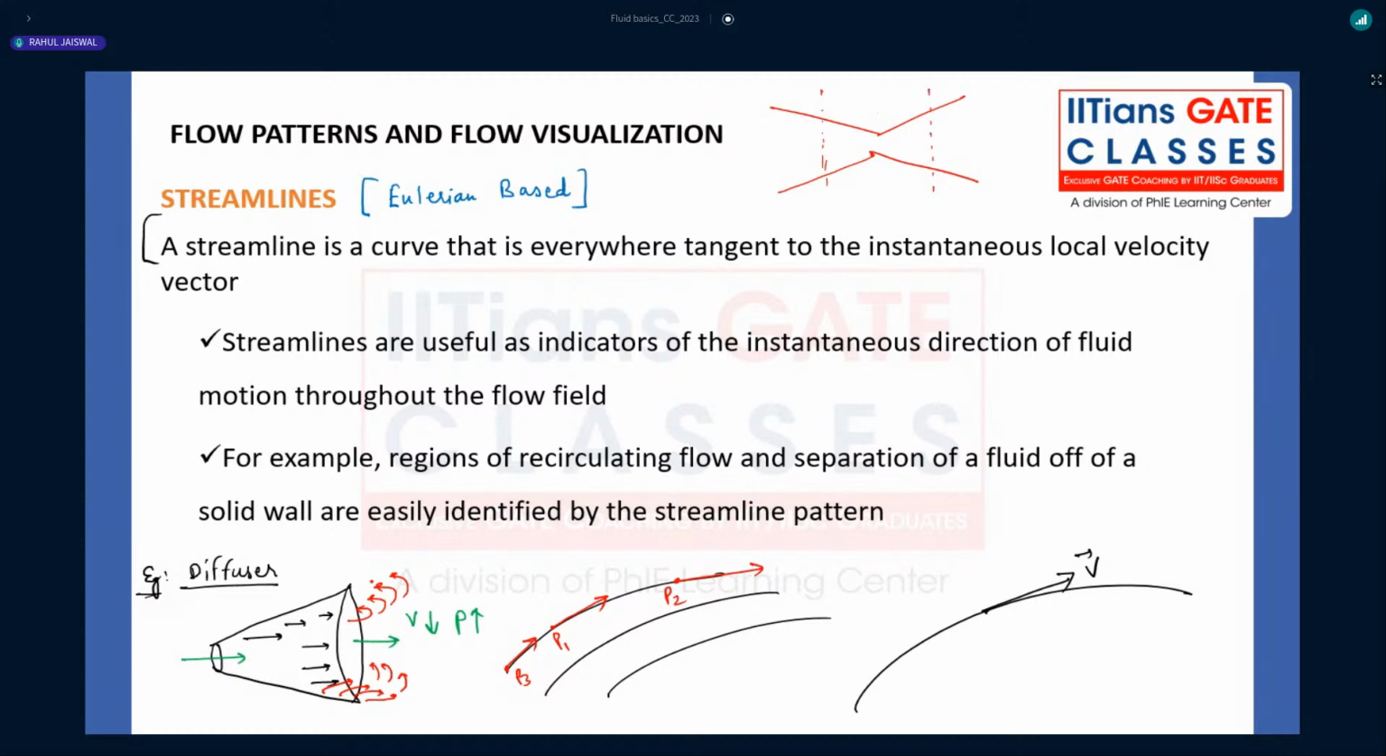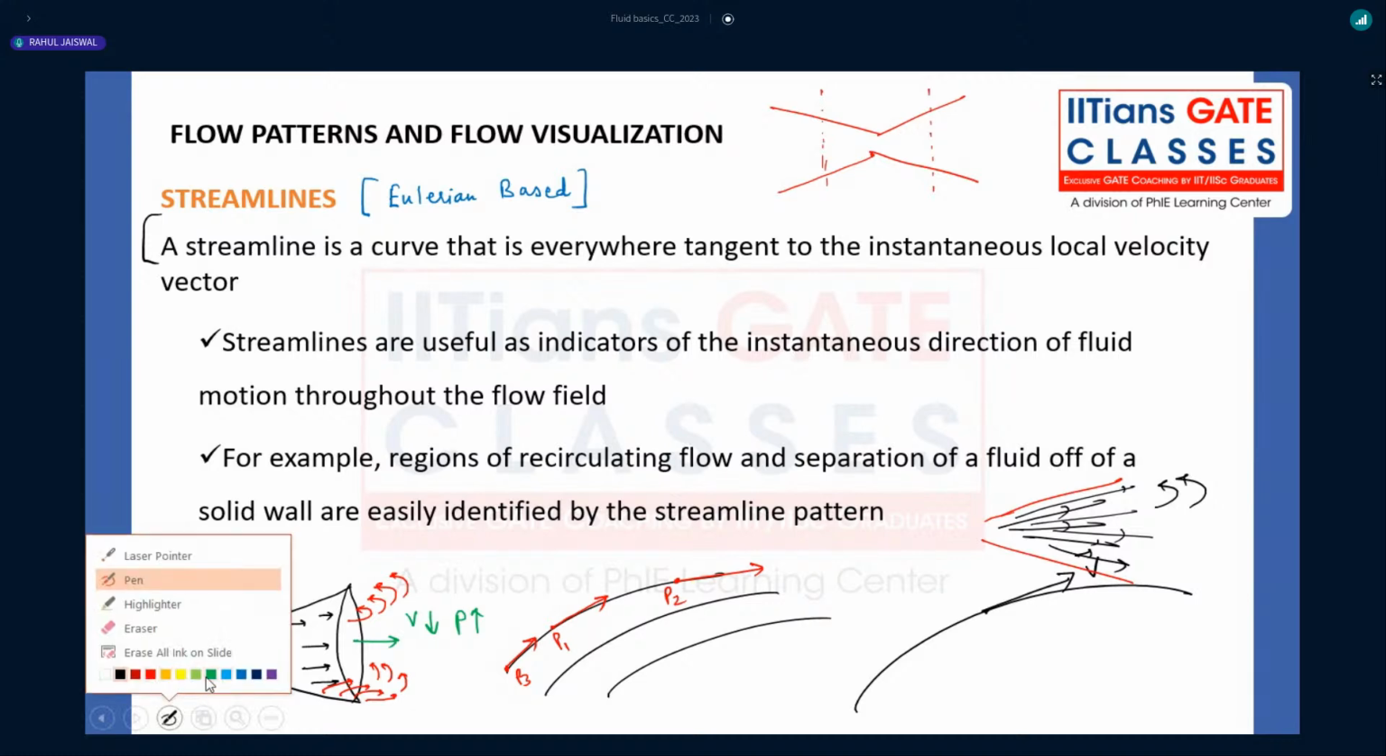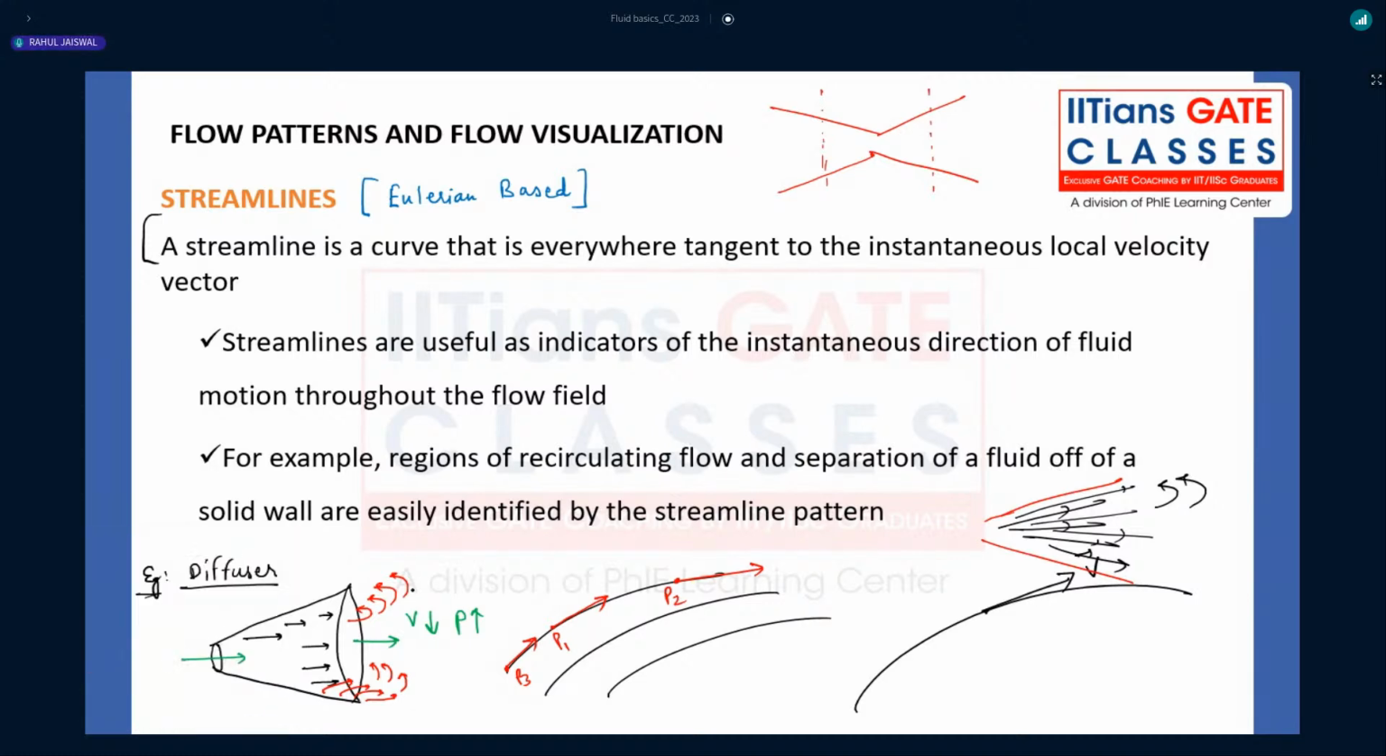Now once again, the flow field is initially flowing like this, right? This is a diffuser, and through this diffuser you are understanding the pattern of the streamlines like this. Suddenly the pattern of the streamlines has become like this. But how can you be so sure about that? Because when you draw the tangent to these streamlines, you get the direction of the velocity vector.